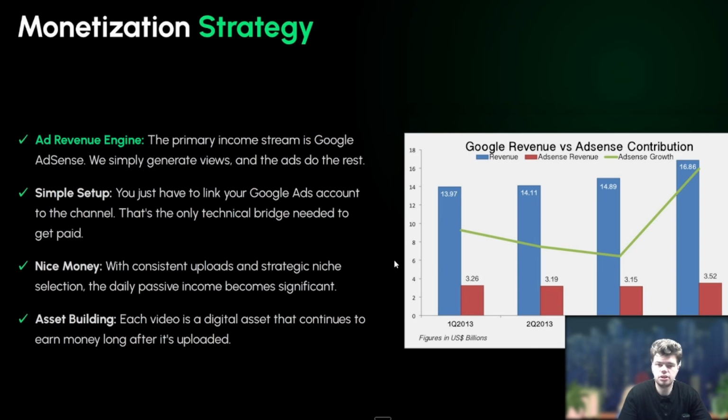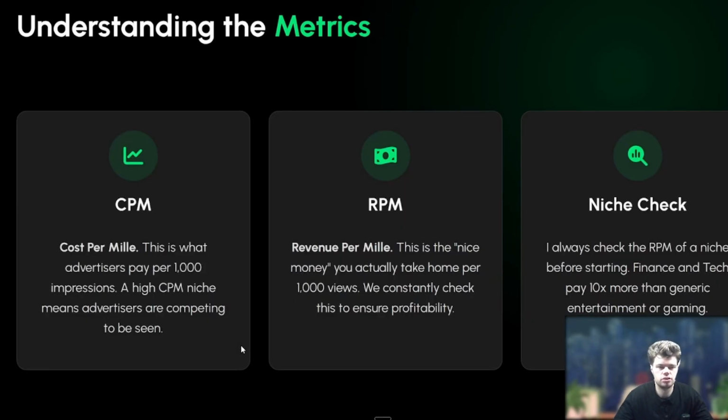The nice thing is it's primarily ad revenue. You can make the money. You just link your Google ad account once you have the monetization criteria, and like it's saying right here, it's basically an asset. The asset continues to make money even after a year or 10 years. It doesn't matter. So the metrics are the CPM, which is how much the advertisers pay, the RPM, what you actually make, the revenue per mille, and the niche check.